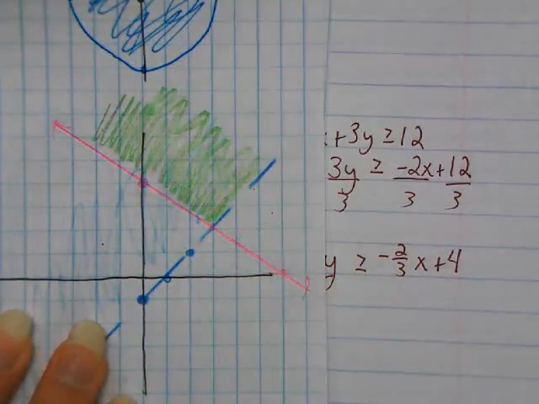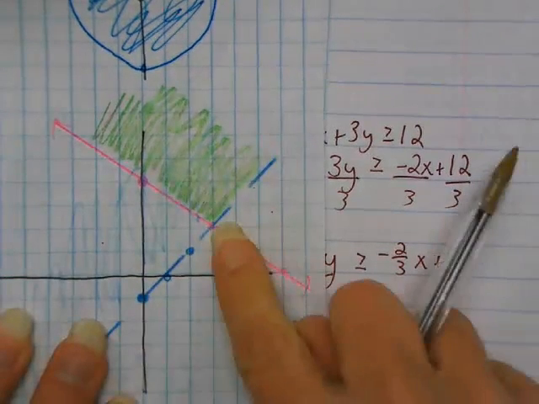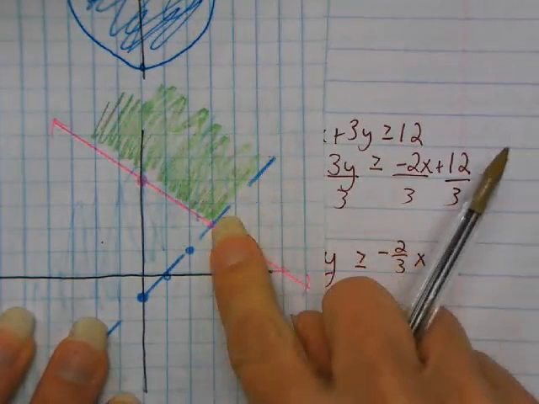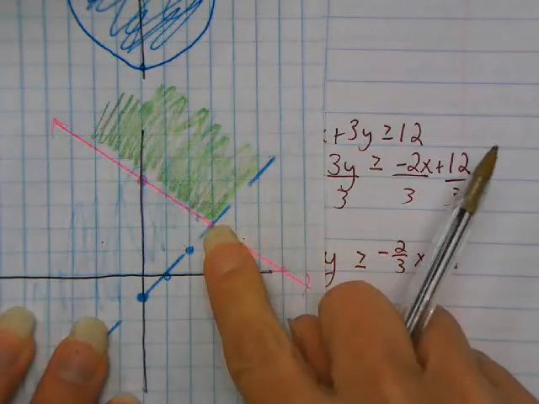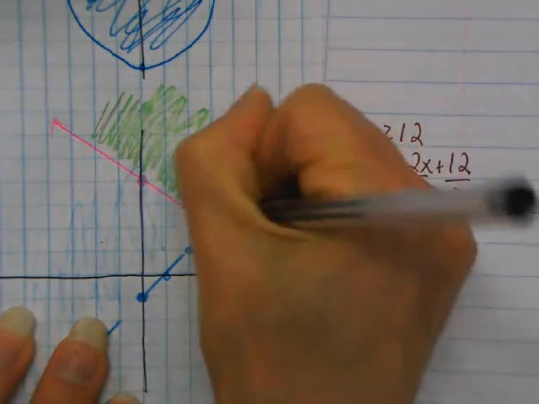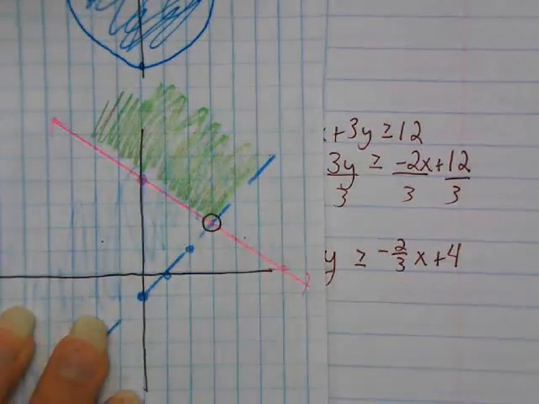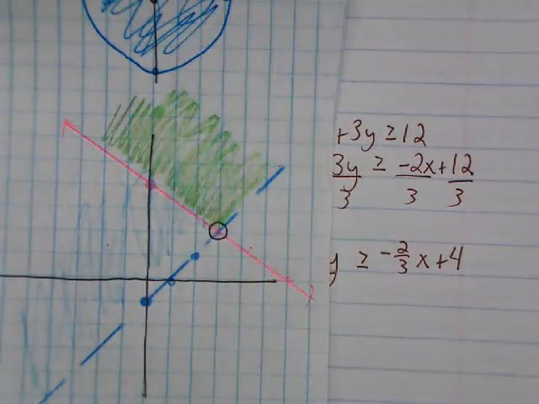One thing we need to do, though, is go back. Do you see that this is a dotted line? So right here, we're not going to count that point, so you put an open circle there. That's going to happen anytime you have dotted lines. You're going to want to circle it. Alright?